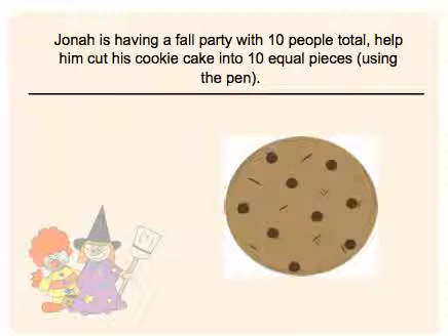The third example is a fun one. Everyone loves cookies. Everyone loves fall. And so this question is, Jonah is having a fall party with 10 people total. Help him cut his cookie cake into 10 equal pieces. And so they can either do this in squares or cut it up like a pizza.